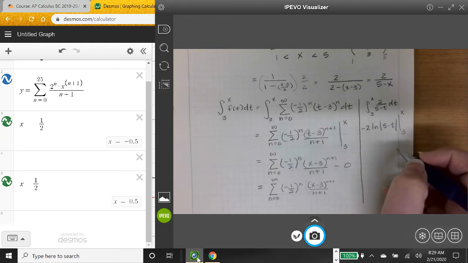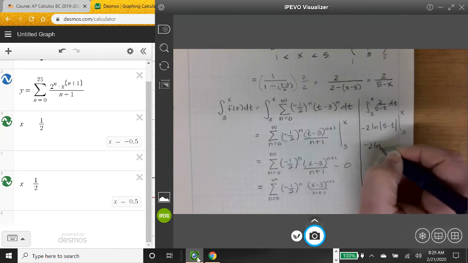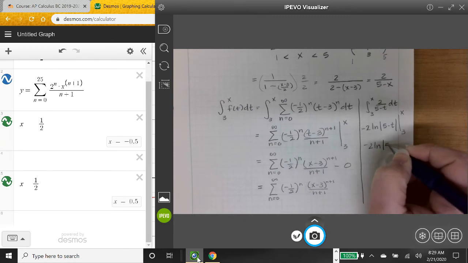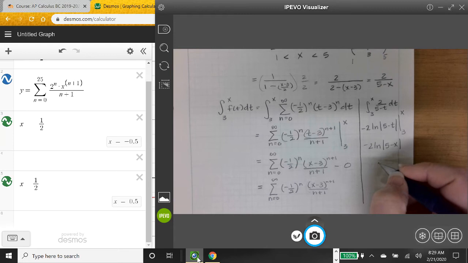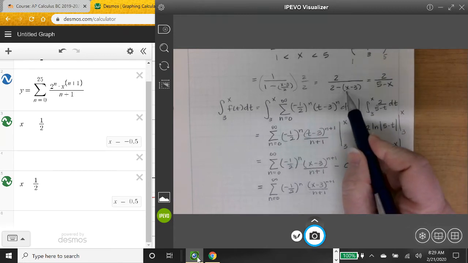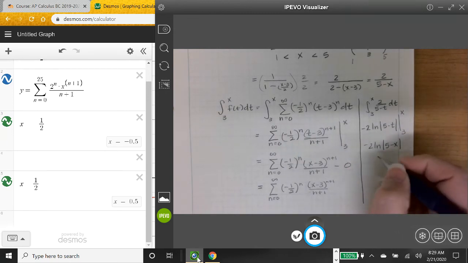So what happens when we do that? We get negative 2 natural log of the absolute value of 5 minus x minus, I did add this right? This is 2 minus, yeah, that's right. Okay.